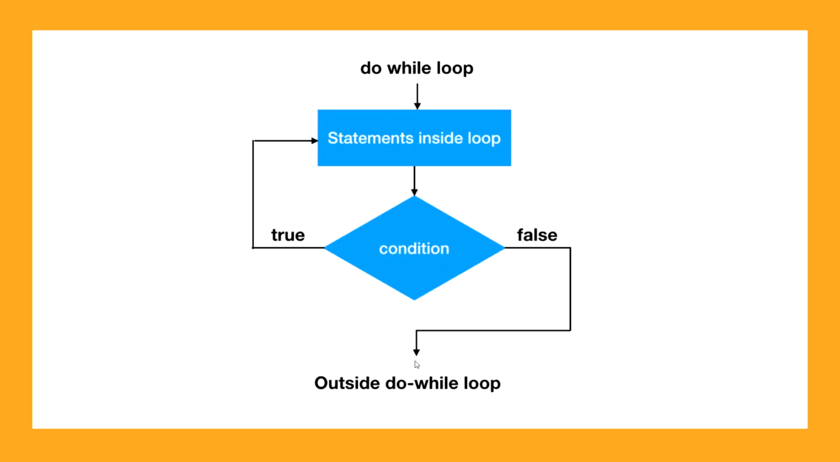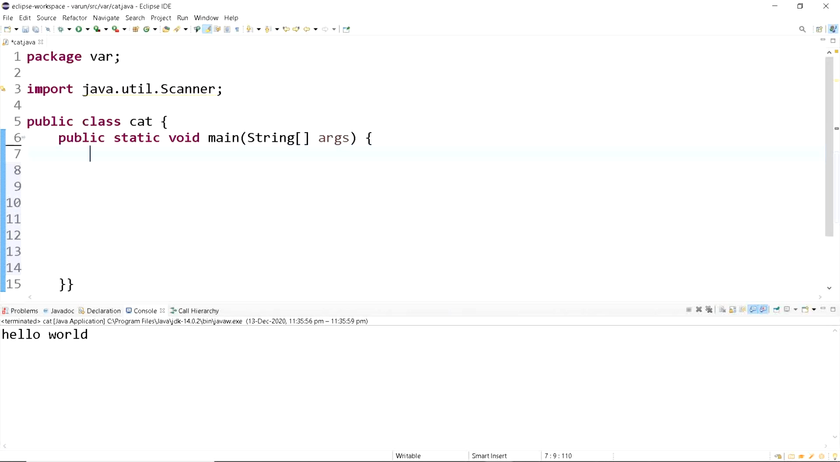Now we will look at a simple example in our Eclipse IDE about this do while loop in order to get a better understanding of what this is. We will look at a basic program using do while loop. As I've said before, do while loop executes the code at least once. Now we will see how that works. I'll take a variable called int x equals 1. Now I'll start the do while loop.